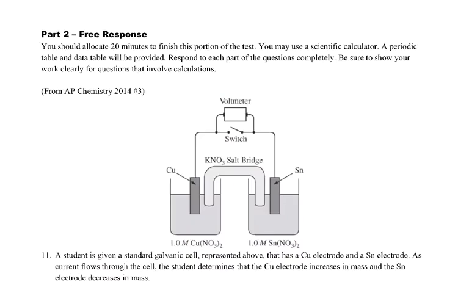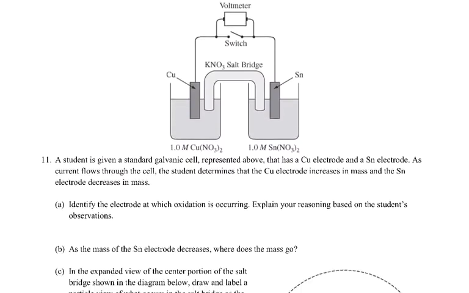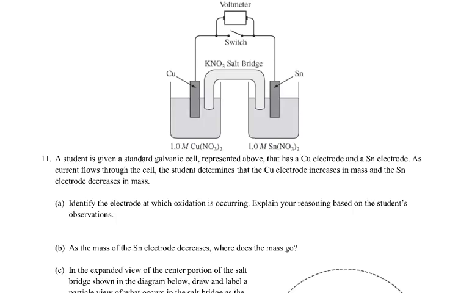Okay, for the free response, this is from 2014. This is relatively recent. What happens is a student is given a standard galvanic cell represented above that has a copper electrode and a tin electrode. Now, you cannot go back and look at that chart that we gave on the first part of the test, because that was not part of this. You can't use that as a clue.